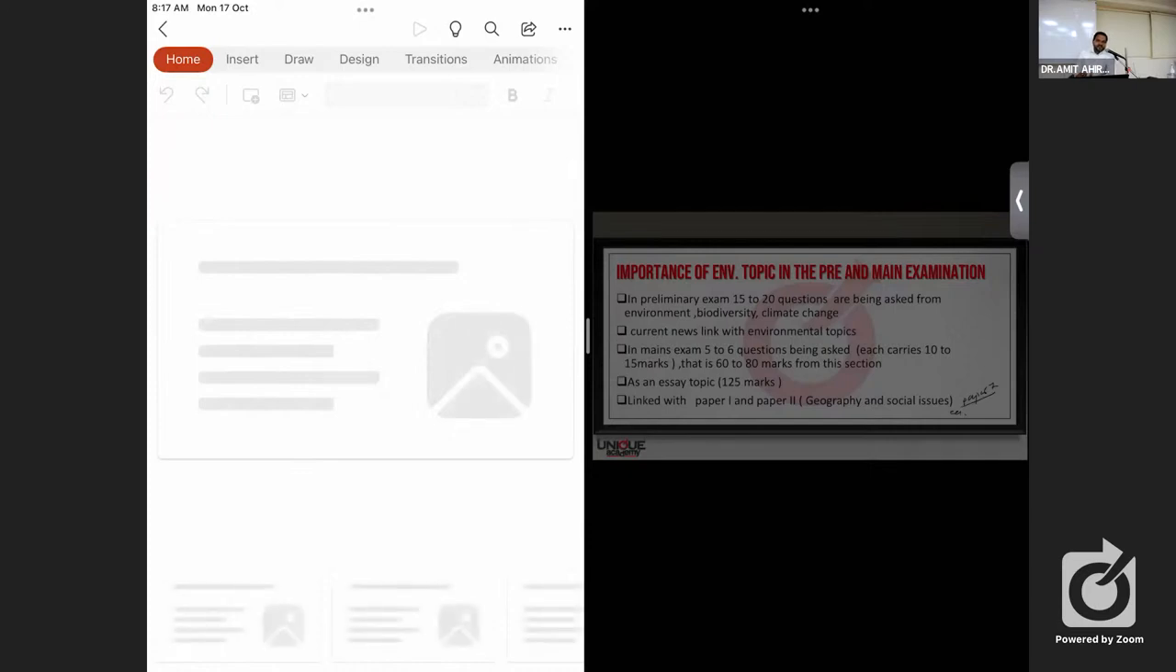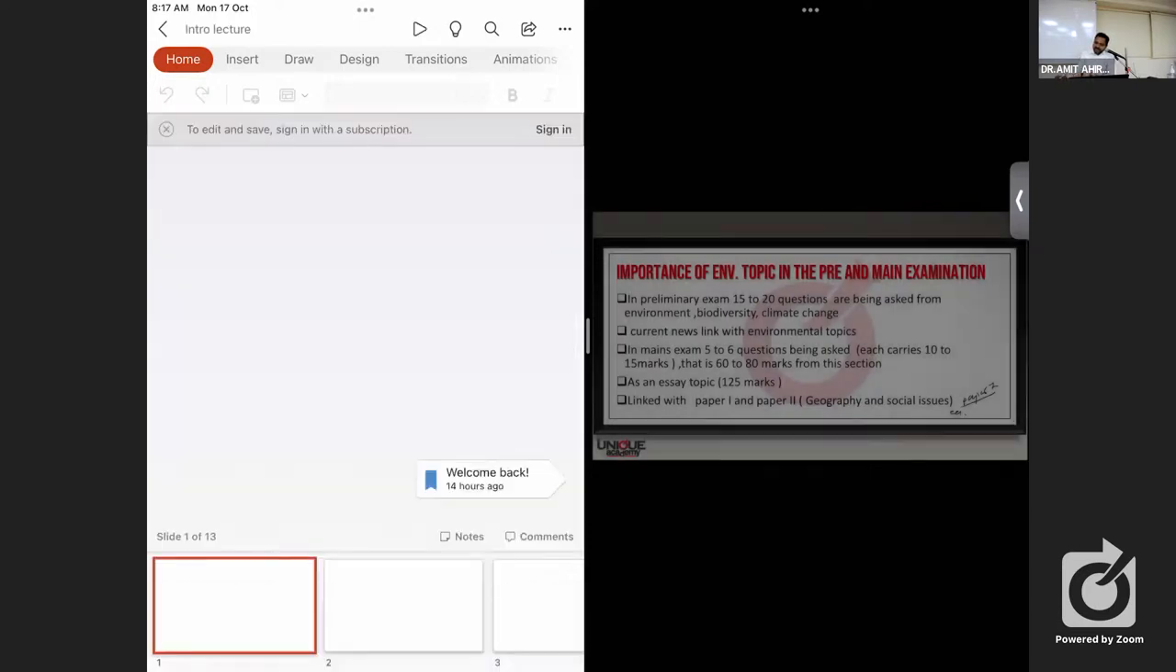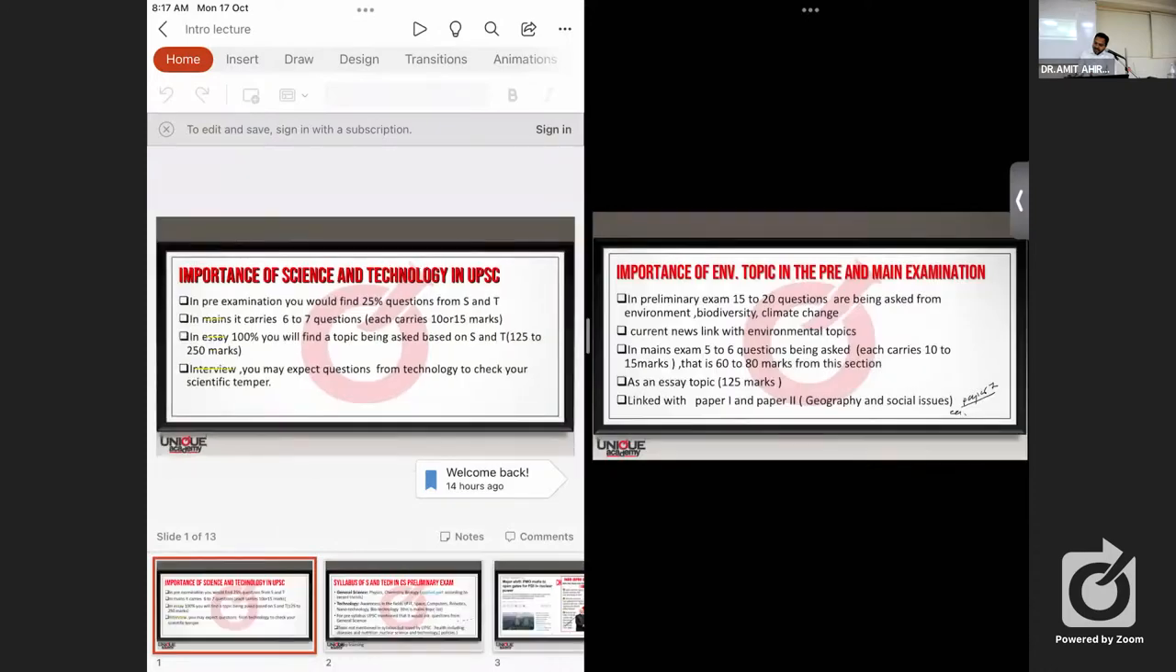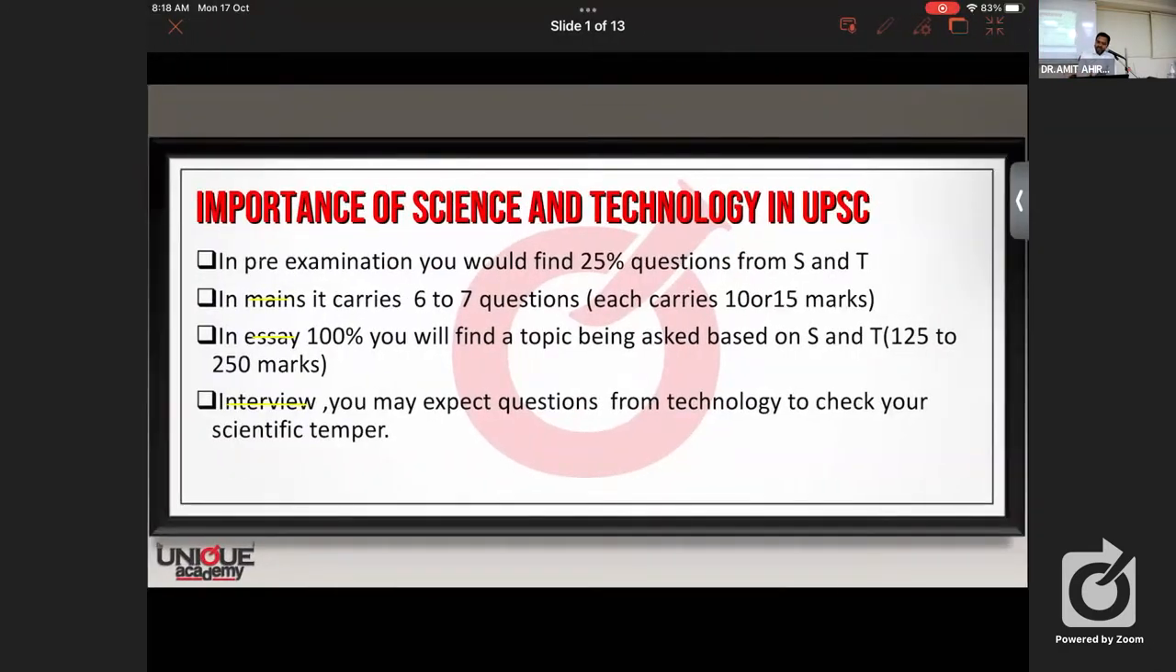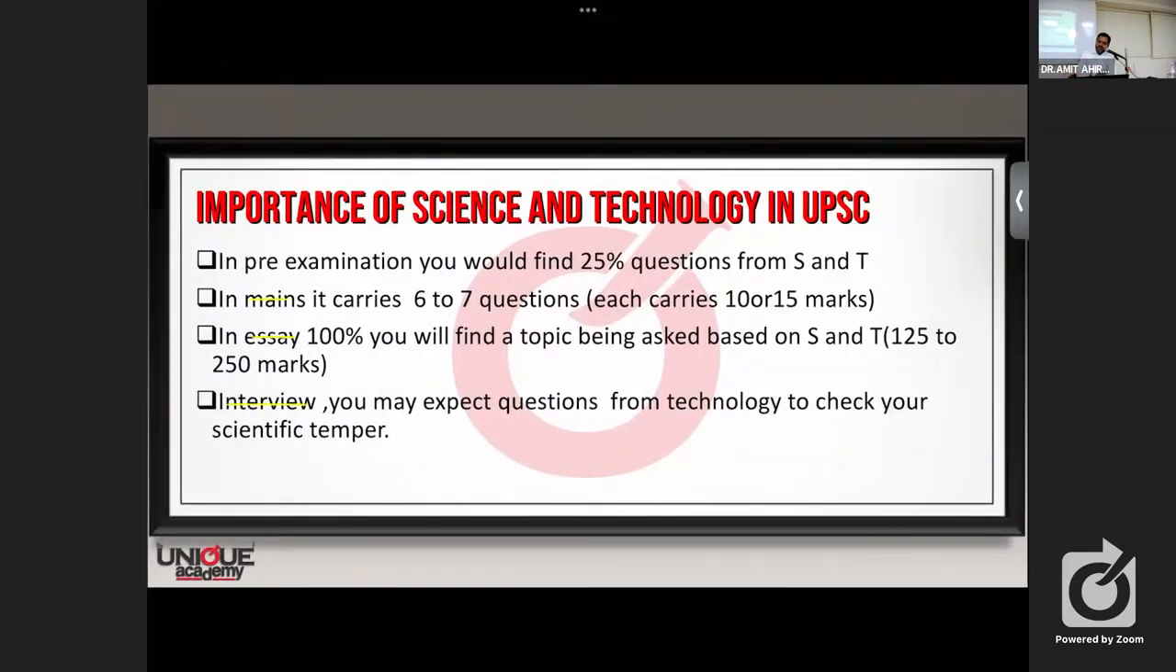So first, we will talk about the importance of science and technology. Now, if you see, that is the slide. That was a different slide. So first, we'll talk about the importance of science and technology for the preliminary examination, the mains examination, and the interview. If you come across this year's question paper, I'll show you this year's question papers. At least 25% of the questions came from the science and technology topic.